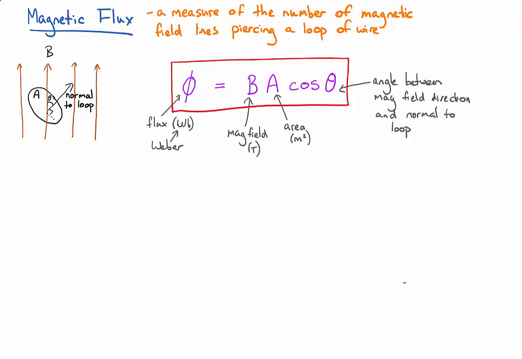So what the heck does this flux mean? Well, as I said, flux is a measure of the number of magnetic field lines piercing the loop of wire. You can think of it like this. The stronger the magnetic field, the more magnetic field lines are going to be going through some kind of space. So if you've got more magnetic field, then you've got more magnetic field lines going through the loop. If the area is bigger, that means you can fit more magnetic field lines into that area. So as the area goes up, the flux goes up. And also the angle between the magnetic field lines and the normal to the loop influences how many field lines are going through the loop.